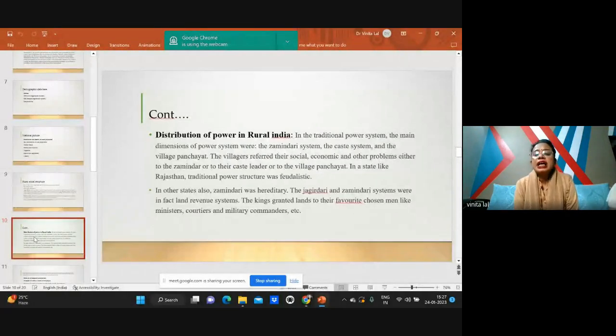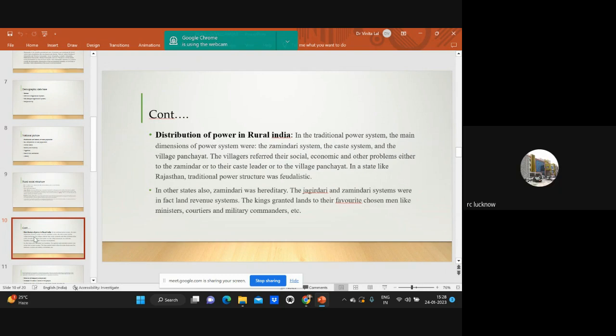The Jagirdari and Zamindari systems were in fact land revenue systems, where the king granted land to his favorite chosen men, like ministers, countries and military commanders. So I can say... Vinitaji, just a minute, we can give some examples of African countries also.